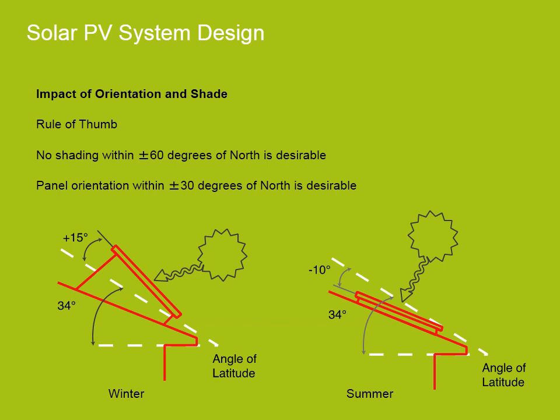If the major loads are in summer because the client has refrigeration or air conditioning processes, then the tilt angle should be reduced to approximately latitude minus 10 degrees. This is where adjustable mounts are useful to be able to capture the most sun in both summer and winter.